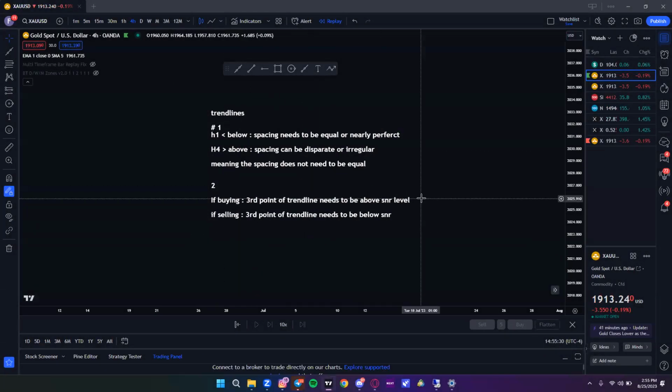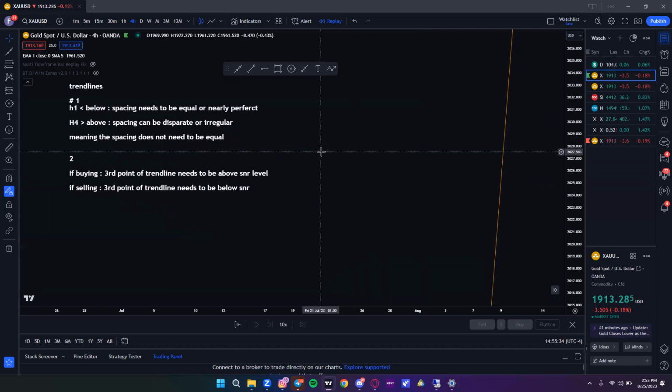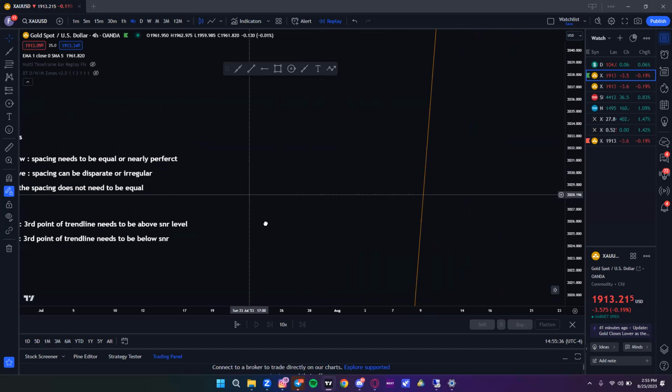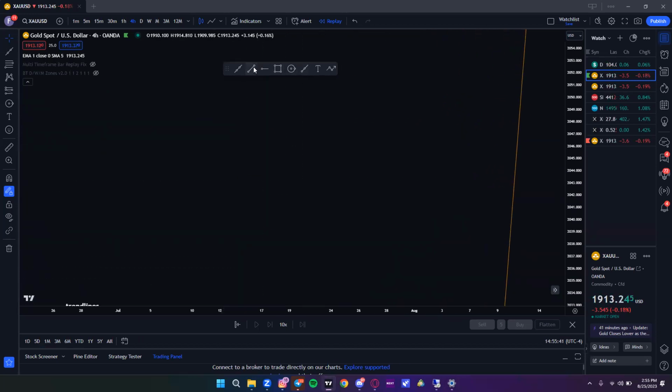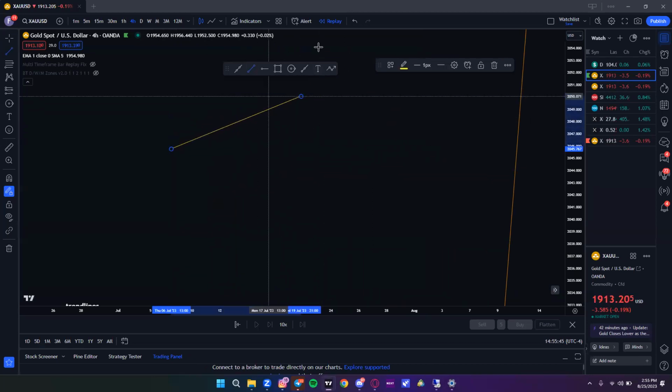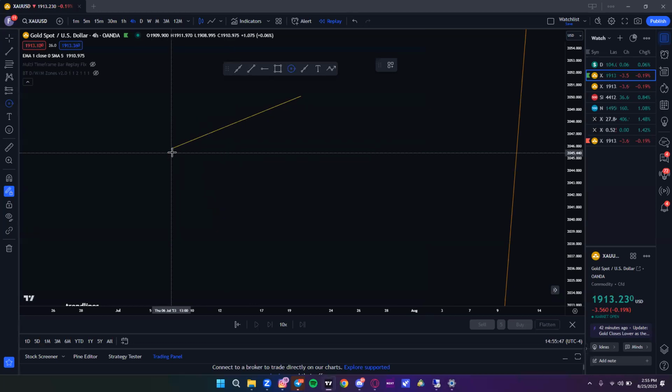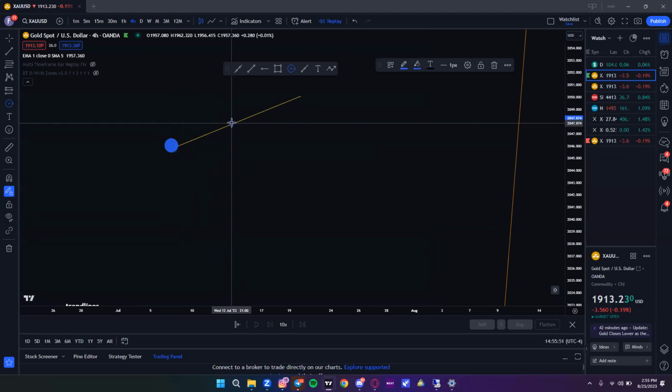Okay, now I'll send you guys this. But these are the only 2 rules for trend lines. Now we're gonna go into our different types of trend lines. Type 1 trend line is a very simple one. It's just a straight line.